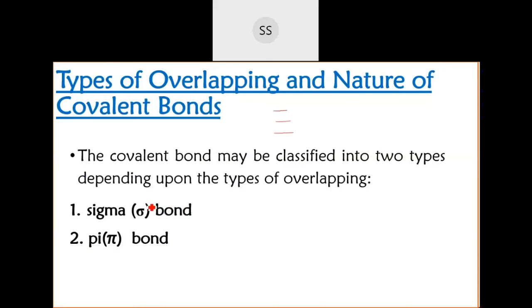So one bond which is formed is called a sigma bond, and the other category is called a pi bond. One is sigma bond and the other one is pi bond. Now sigma bond means what? Sigma bond means the overlapping happens on the axis. It can be any orbital: s orbital, p orbital, or d orbital. So if the overlapping happens on the axis, it means head on, end to end overlapping, like this.